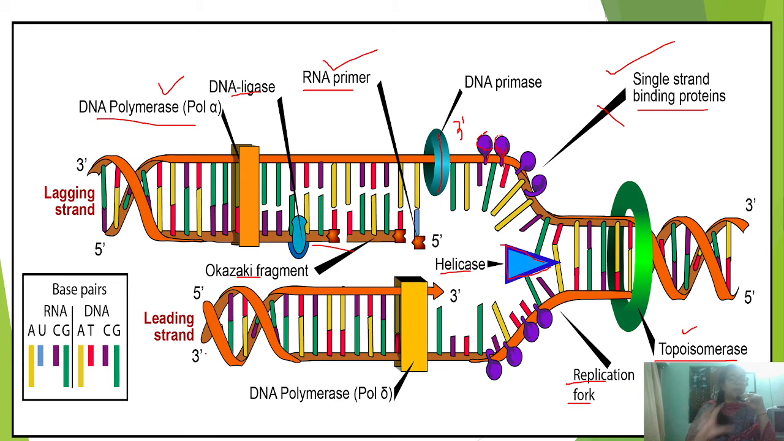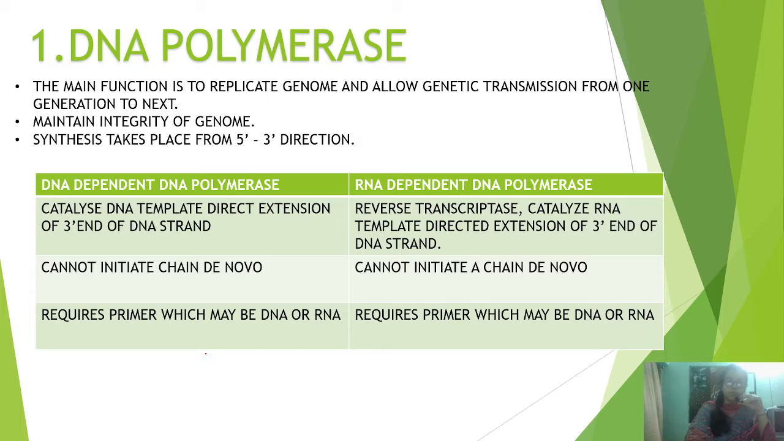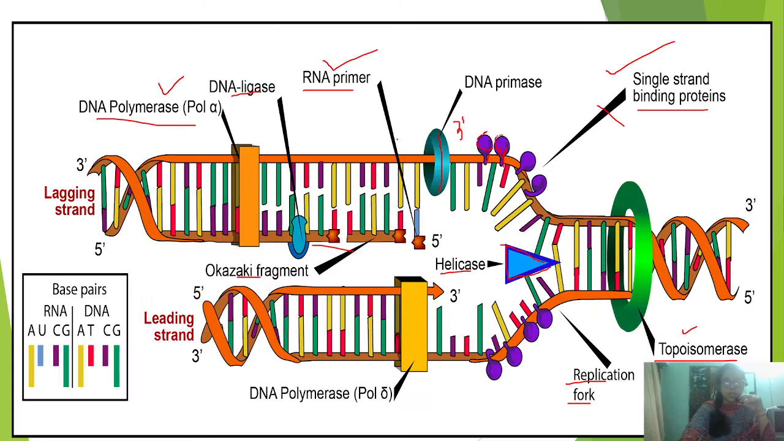So overall, I have told you the functions of each enzyme, but now we will read each one in detail. First, we will deal with the DNA polymerase enzyme. So what is the role of DNA polymerase enzyme? Its main function is to replicate the genome. You have seen in this diagram that once the DNA polymerase is attached to the primer region, the replication process will start.